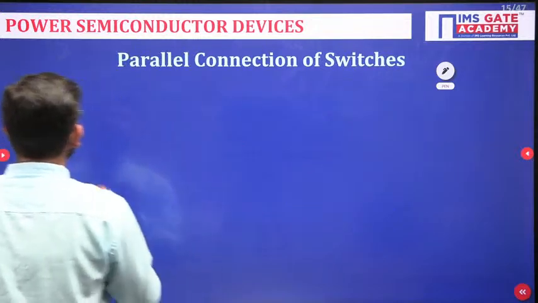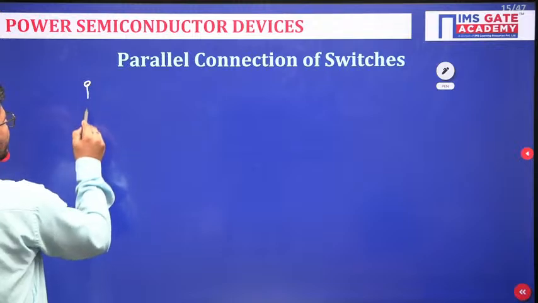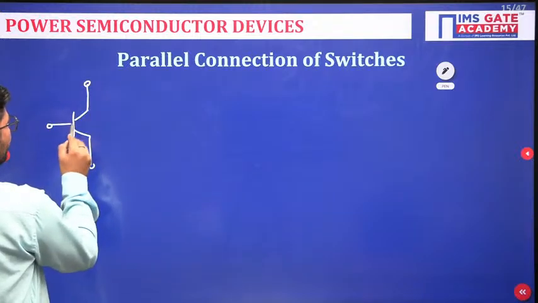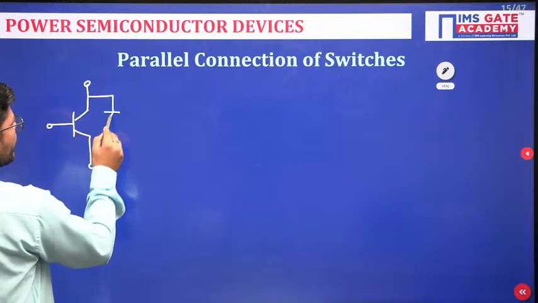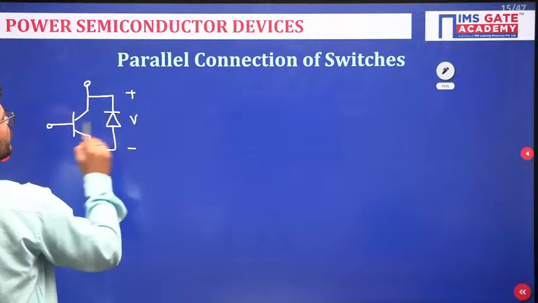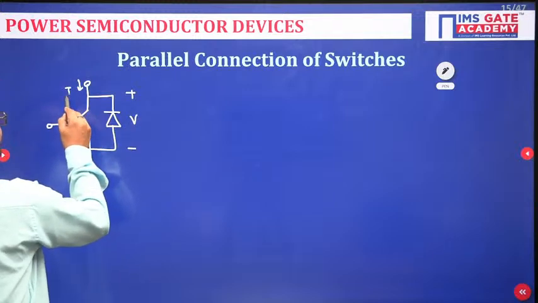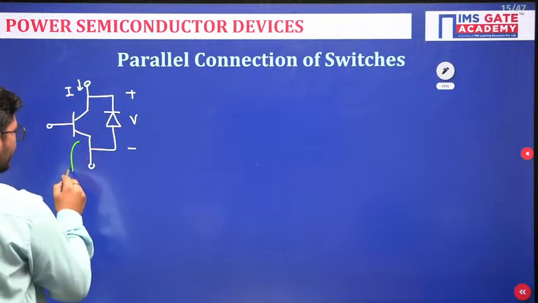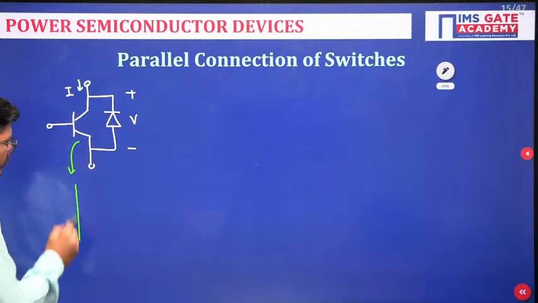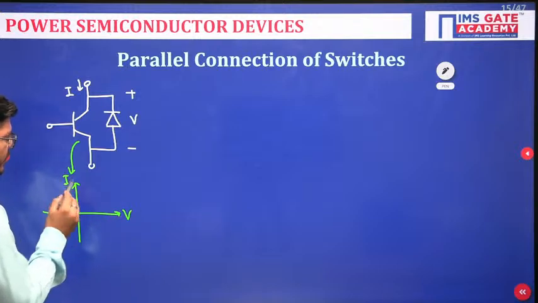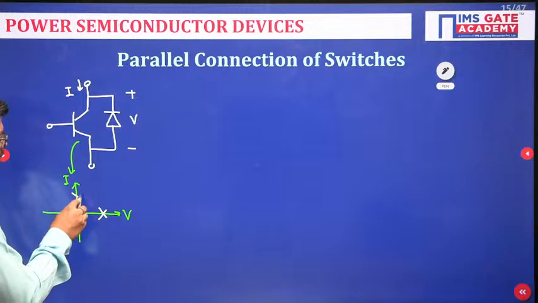Now we can also have a parallel combination. So if we have a parallel combination of switches, just see, if we have this kind of switch, then what about the BJT? If we talk about the BJT, in the first quadrant you will get the switch realization of the BJT.